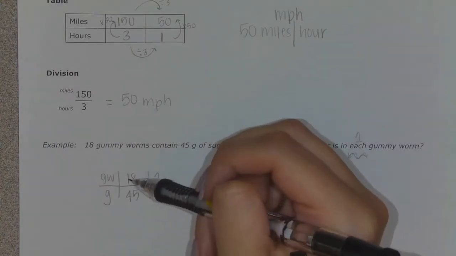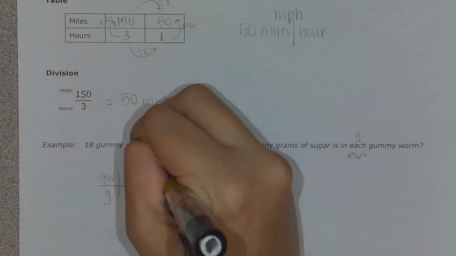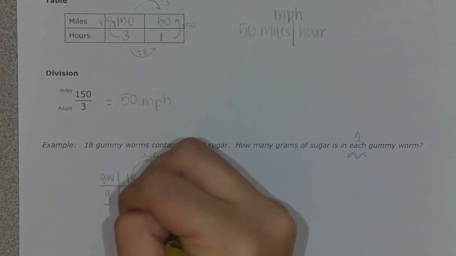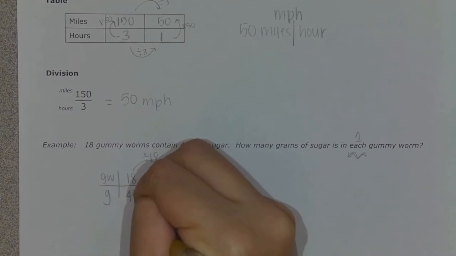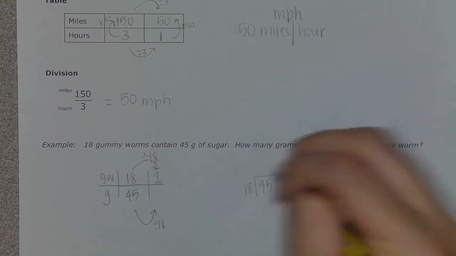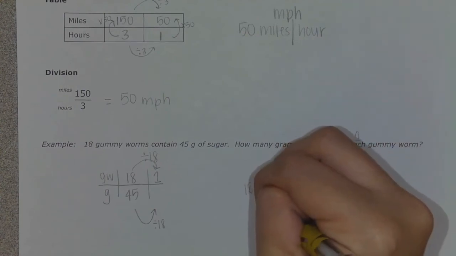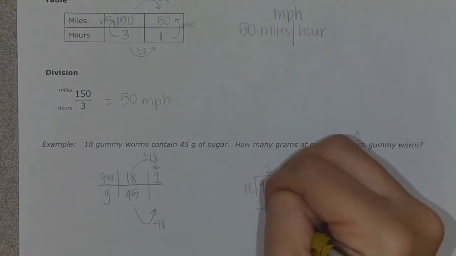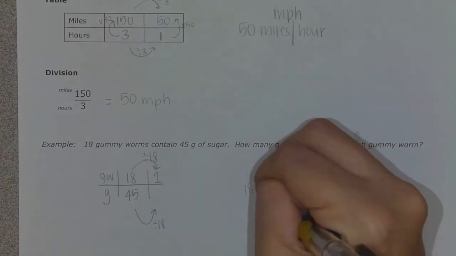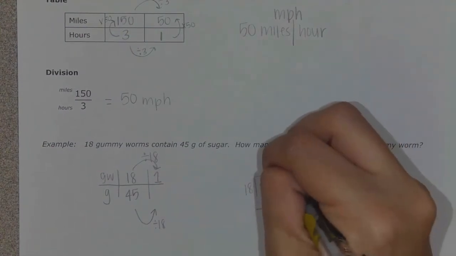So when I look at this, I don't see a good scale factor within from 18 to 45. But I do see a scale factor from 18 to 1, which would be divided by 18. What I do to the top, I have to do to the bottom. So I'm going to set up my division problem. 45 divided by 18. 18 is going to go into 45 2 times. 2 times 18 gives me 36. When I subtract, I get 9. And then I need to add a decimal and a 0. And I know that 18 is going to go into 90 a total of 5 times.